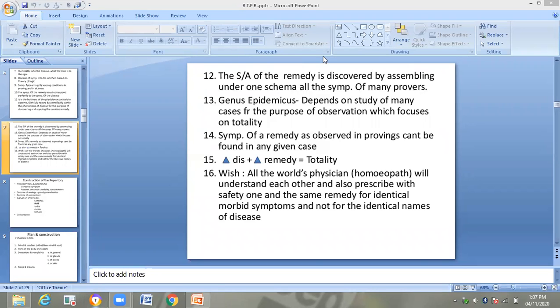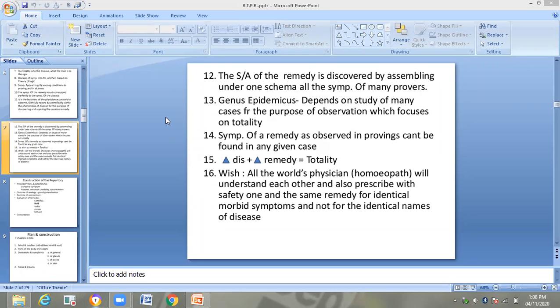Then genus epidemicus depends on the study of many cases for the purpose of observation, which focuses on totality. Symptoms of a remedy as observed in proving can be found in any given case. Then disease symptoms plus remedy: when we match the disease to the remedy picture, and we get the similar totality of the disease and remedy, then we get the perfect totality.